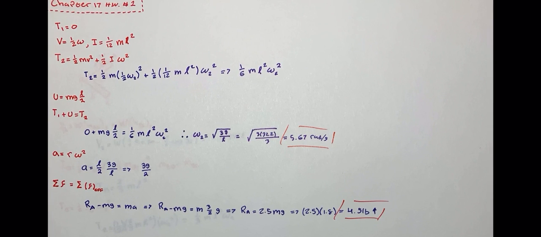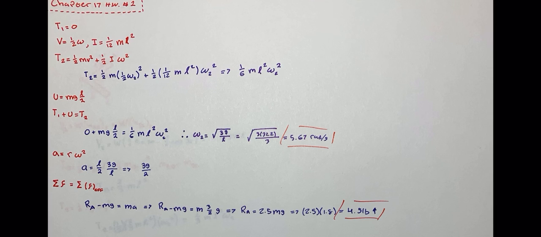Number 2, we have a slender rod of length L pivoted at one end. It's released from a horizontal position and swings freely, and we're supposed to determine the angular velocity of the rod as it passes through the vertical position, and solve for W equal to 1.8 and L equal to 3. So now T1 is 0 and V is going to be 1/2 omega, and I for the rod is going to be 1/12 ml squared.